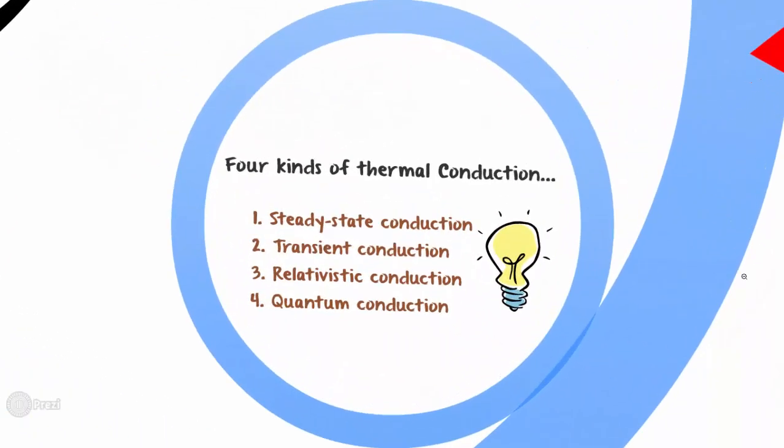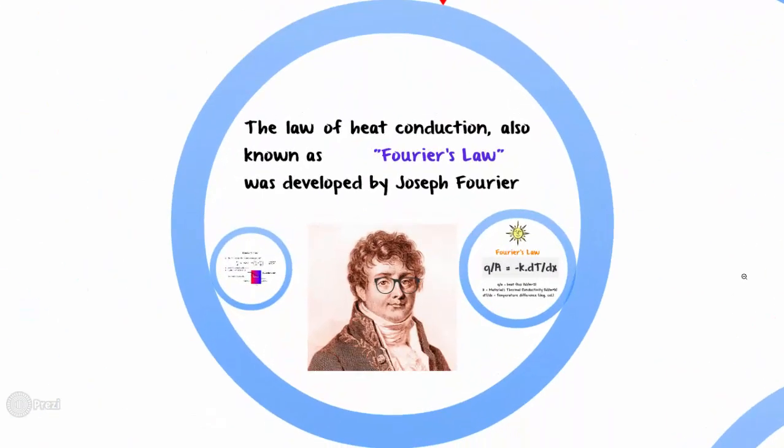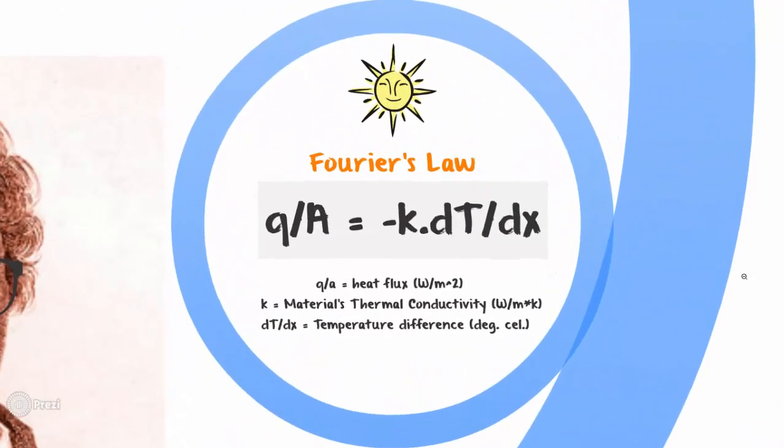There are four kinds of thermal conduction: steady-state conduction, transient conduction, relativistic conduction, and quantum conduction. And the law of heat conduction, also known as Fourier's law, was developed by Joseph Fourier, and the law is Q/A = -k dT/dx.